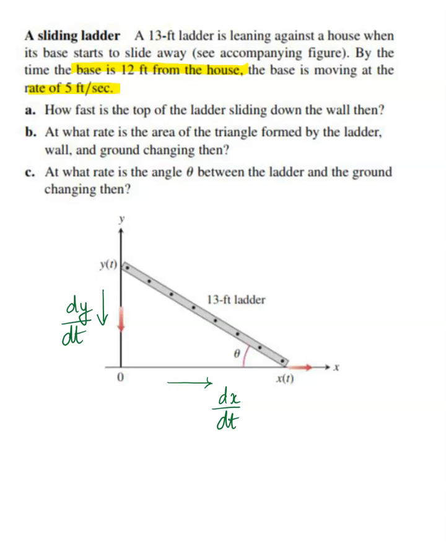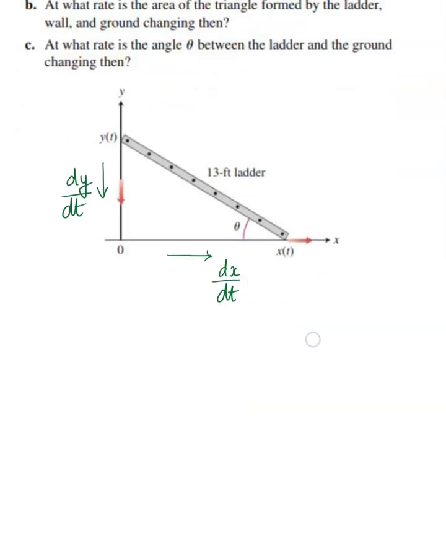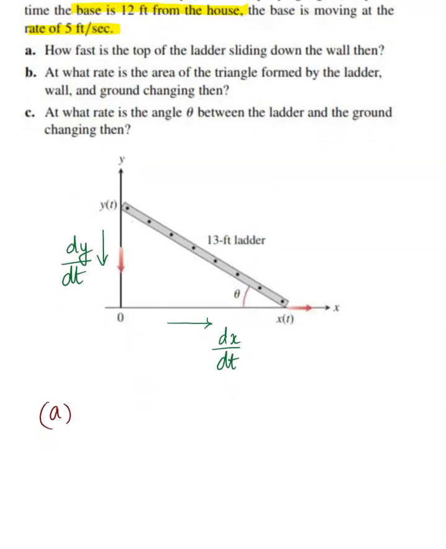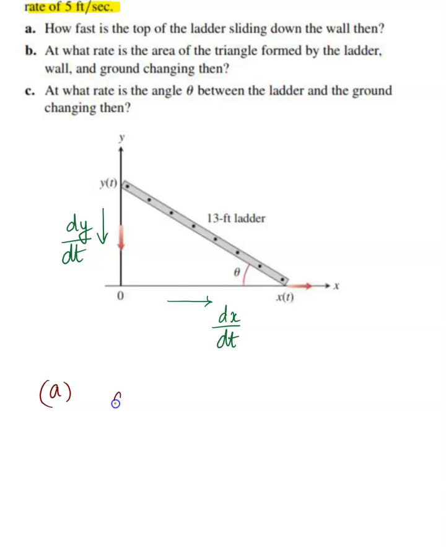Would that be dx over dt or dy over dt? So we'll use that when we get there. Of course, it's dx over dt. We'll get to it. Okay, so focusing on part A. Part A is, let's come back again. How fast is the top of the ladder sliding down the wall then? So what are we trying to find? We are trying to find dy over dt. Okay, put a question mark for that. What is dy over dt?